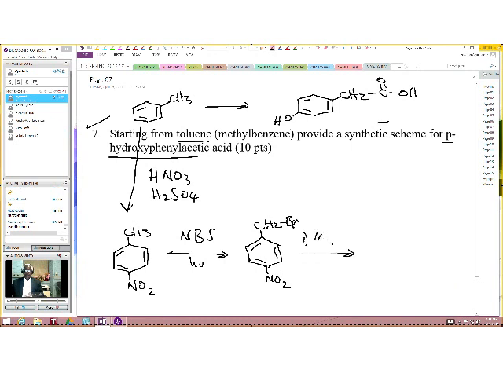Step 1, magnesium. Step 2, you dump in some carbon dioxide, which is dry ice. And then step 3, you add the hydronium ion, and then you get your phenylacetic acid. This time it will be p-nitrophenylacetic acid.